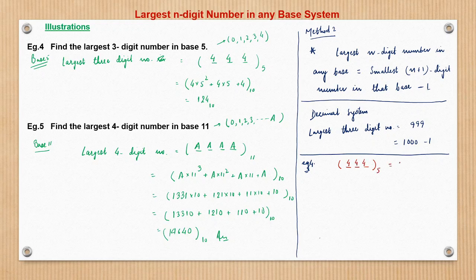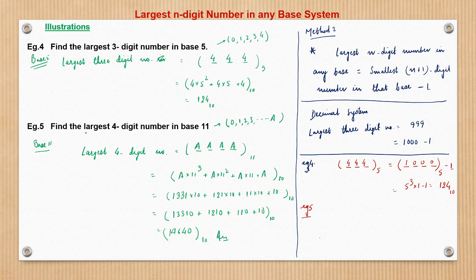This is nothing but what? Smallest four-digit number in base 5 minus 1, right? And this is very easy to calculate. This is nothing but 5 raised to power 3 into 1 minus 1, which is 125 minus 1, which is 124. Same as what we had got here, 124 in base 10, right? This is the answer. Now, same way we will solve example 5 also.